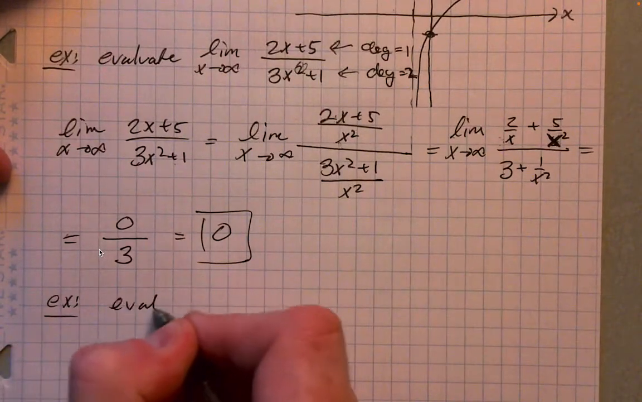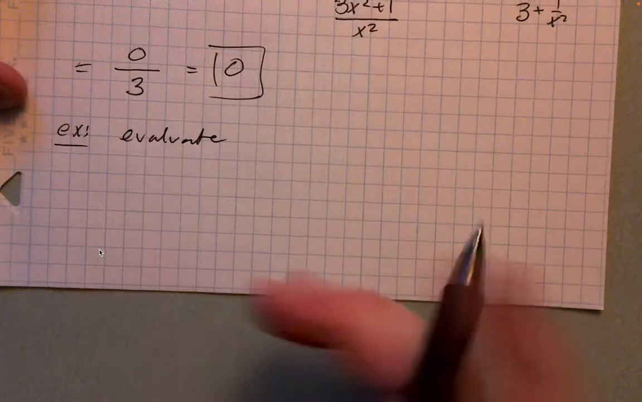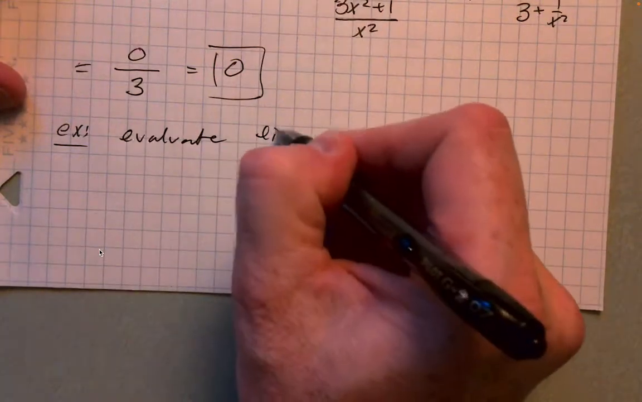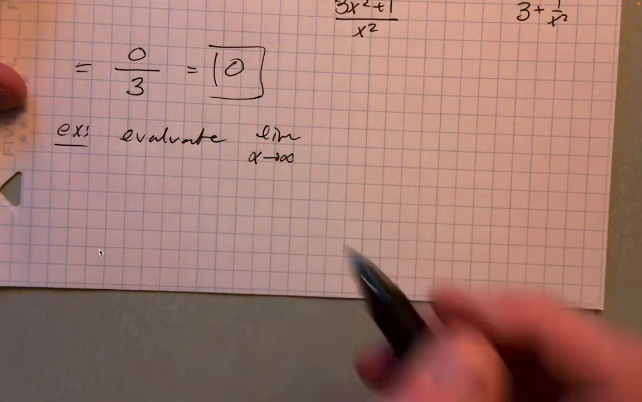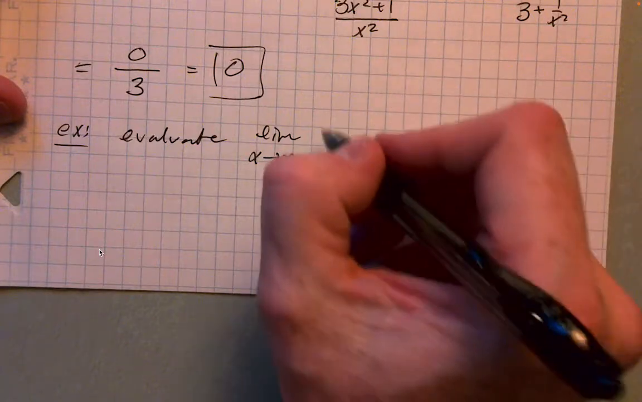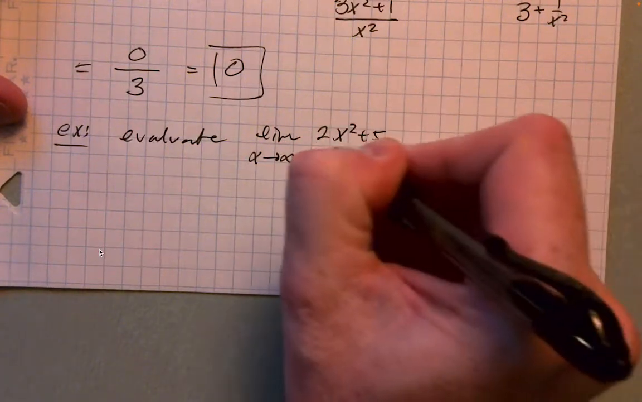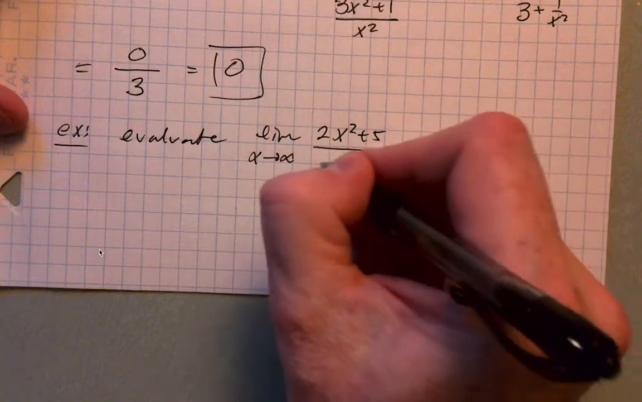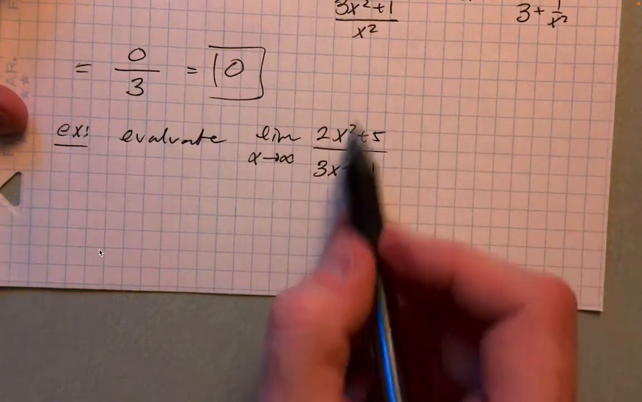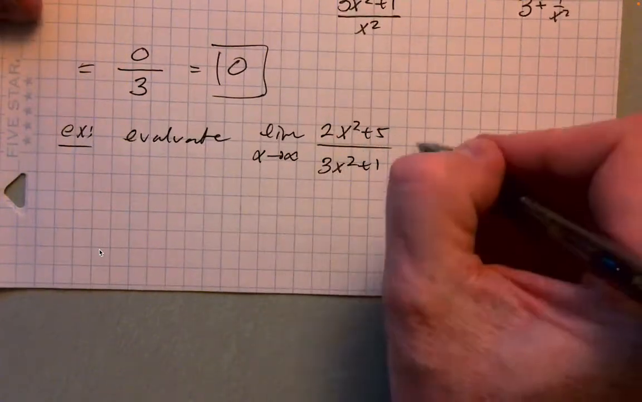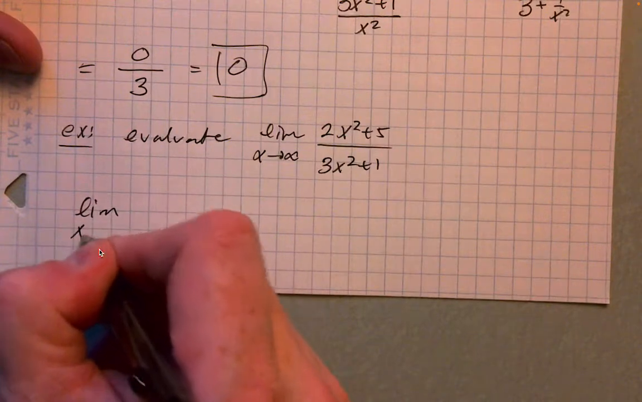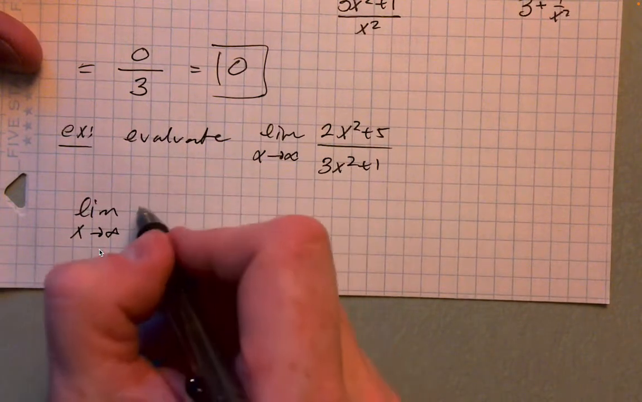Let's evaluate the limit as x goes to infinity of 2x squared plus 5 over 3x squared plus 1. All right, so here the degrees agree, and we get, well, let's rewrite it.